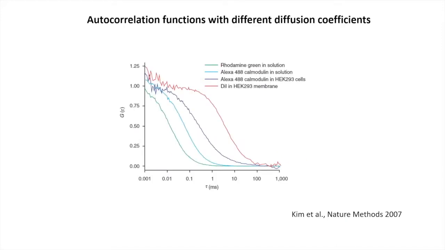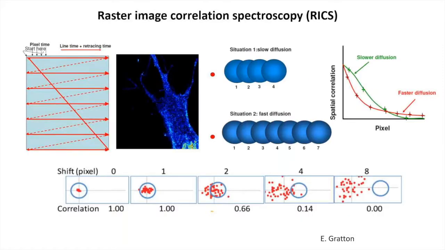These are just examples of autocorrelation functions measured in solution, for small molecules in the cytoplasm, and in the membrane. You could see that the decay time varies greatly, and you could extract diffusion coefficients from this technique. Now, the limitation of this technique is that it's low throughput, because you have to park the beam and spend like 20, 30 seconds to measure this autocorrelation function. Then you could go to another spot. So it's low throughput in a way.